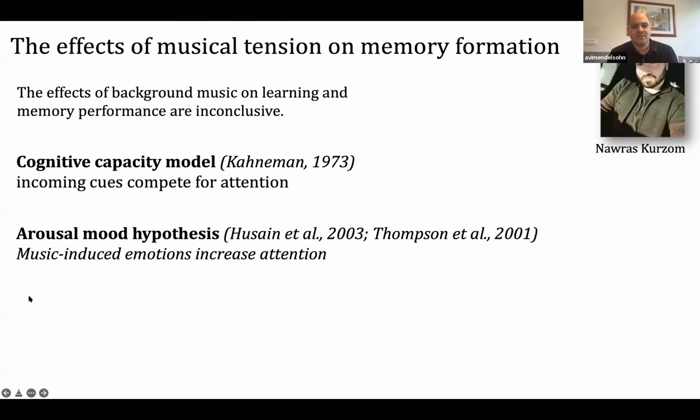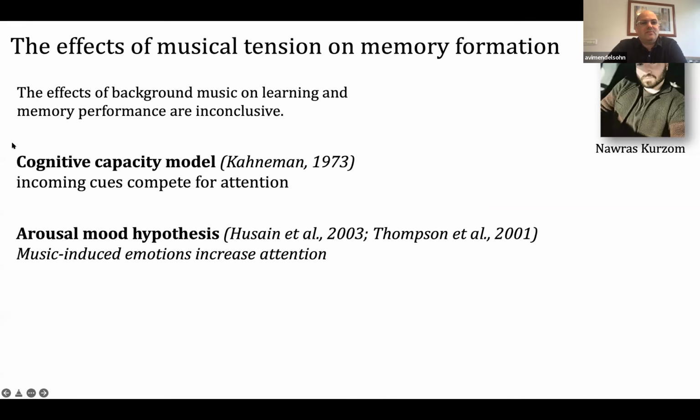So for this experiment that I'm going to show, it was led by Nauras Kulzum, who's a PhD student in my lab and also a very talented piano player and composer. And he had the idea of testing the effects of musical elements on cognition, and specifically on memory.